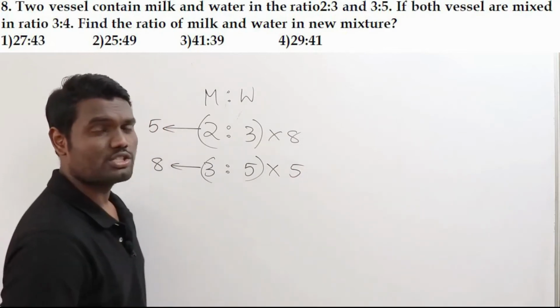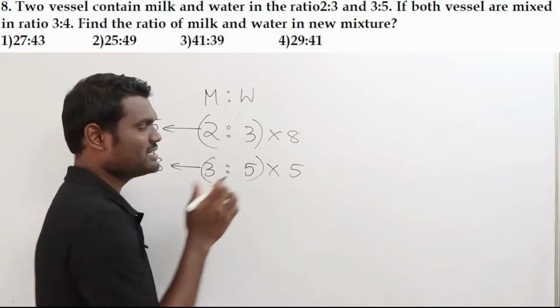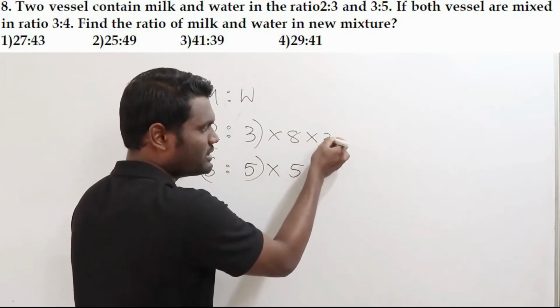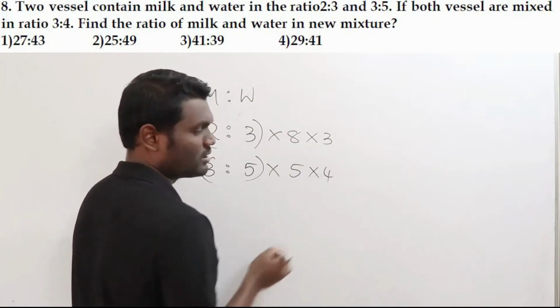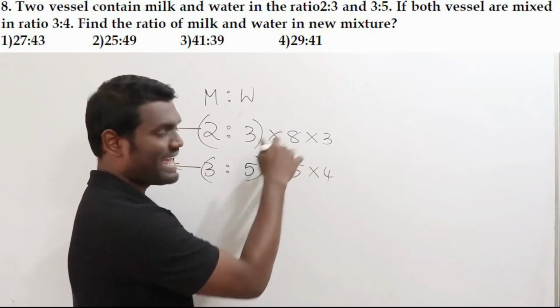And look here, now the question is not about a 1:1 ratio. Now the question is saying it's a 3:4 ratio. As it is a 3:4 ratio, multiply this with 3 and multiply this with 4. And then you can cancel it. Now what happened, when your multiplication is done, you can cancel them as well.